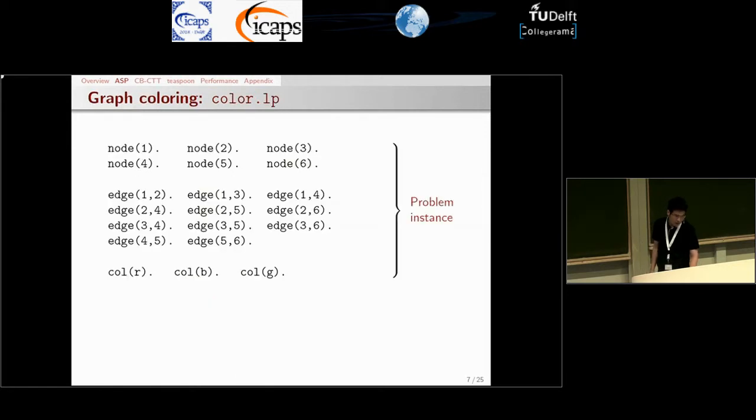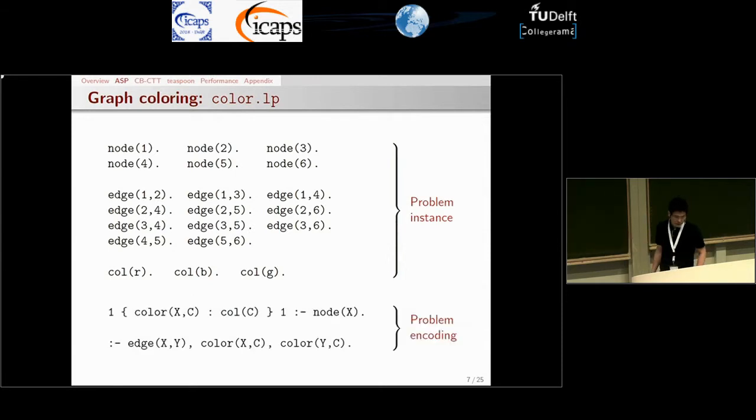This problem can be represented in a logic program as this one. We have 6 nodes, and we have some edges, and we also have some colors: red, blue, and green. And we also have two constraints represented by two rules of ASP. Here, we can say that each node has exactly one color C. And the second constraint means the same color cannot be drawn for both ends of an edge XY. So this is very declarative, clear, and readable for the problem. And in addition, a good thing is that we can divide problem instance and problem encoding. This is a very good feature.